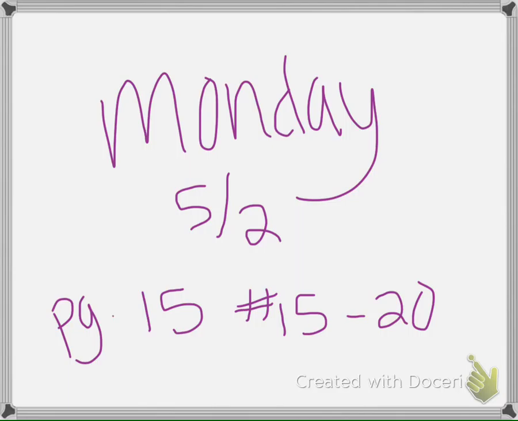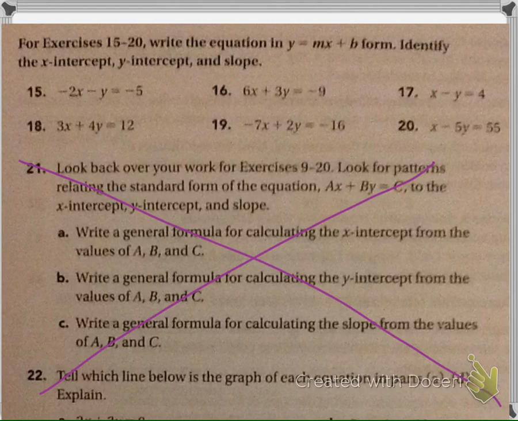Today's homework is page 15, number 15 through 20. The directions say that for each one you need to turn them into y equals mx plus b form. Right now they're in standard form. There are also two parts to this exercise. You'll have to also tell me what the x-intercept is, the y-intercept, and the slope. Whether you're labeling or any way you organize it, I need to see that you're changing it into slope-intercept form and then telling me what each one of these things are.